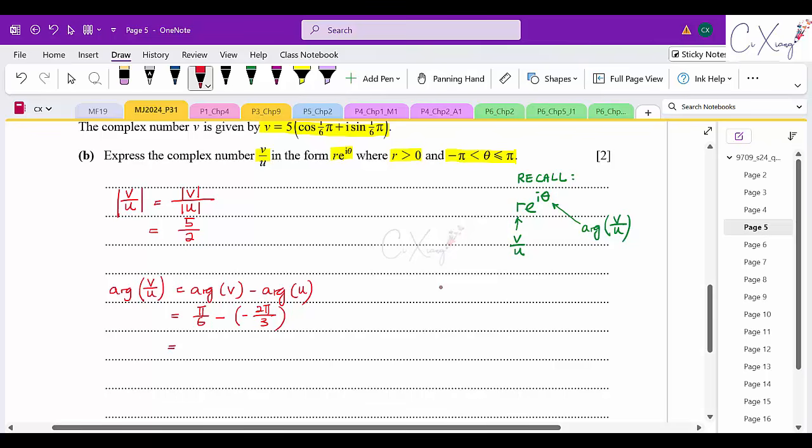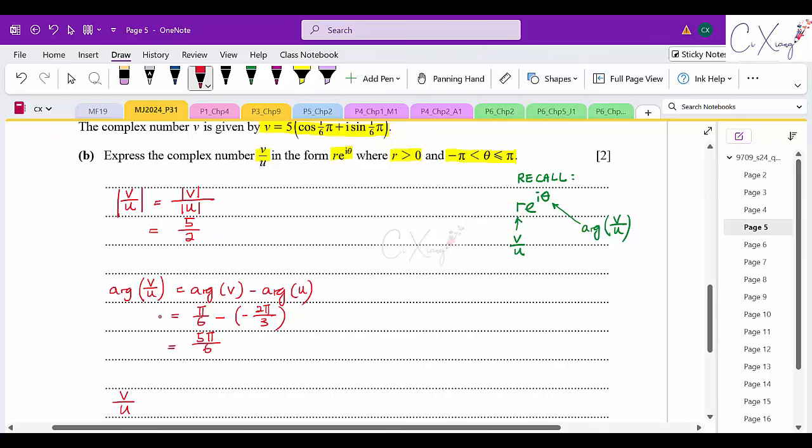Okay, so when you try to simplify this answer, you will have the value 5 pi over 6. So this is how we get the argument for the complex number v over u. Compared to the previous method that I showed you, this is much easier and shorter, right? After you get the modulus for this complex number v over u and also the argument for v over u, then you just rewrite it again in the exponential form.